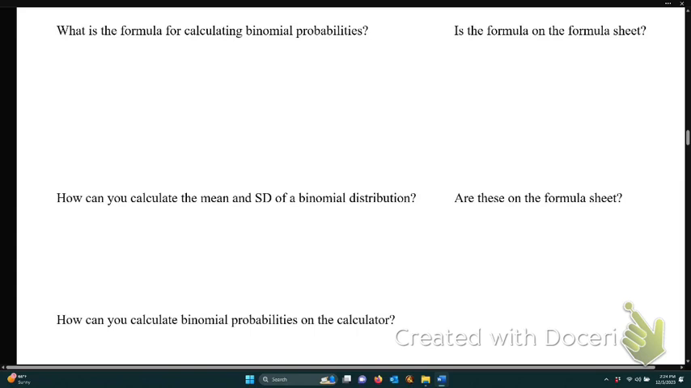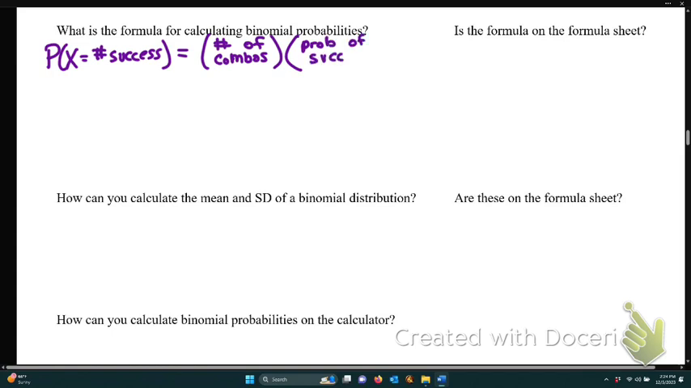Okay, so here's what we wrote down a few minutes ago. The probability that x equals some number of successes was equal to the number of combos times the probability of success raised to the number of successes, and then the probability of failure raised to the number of failures.